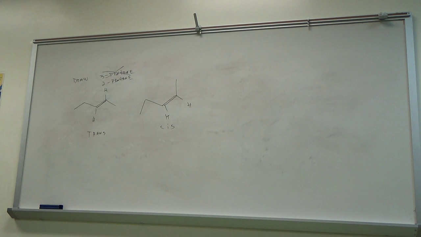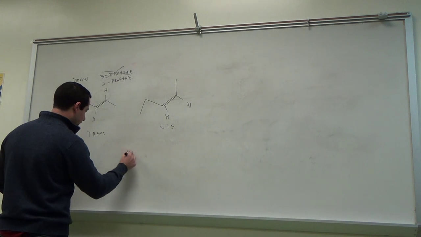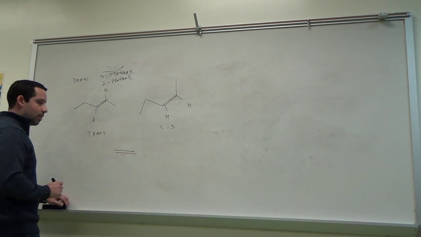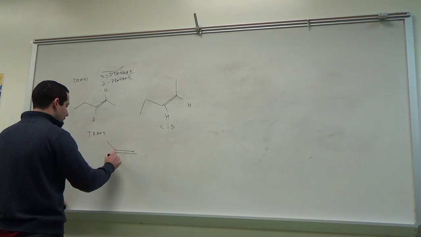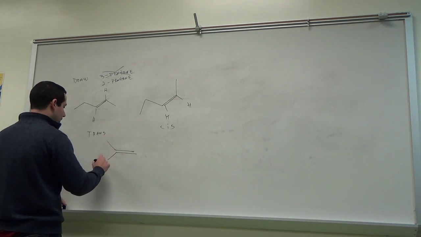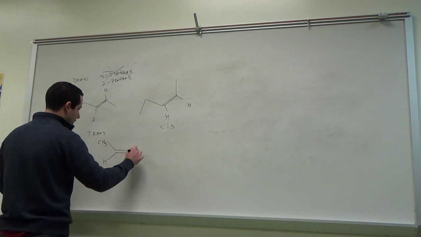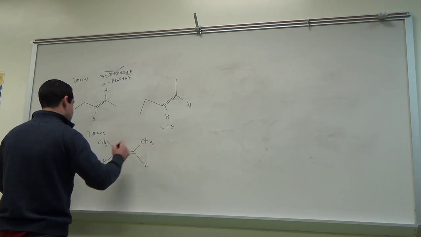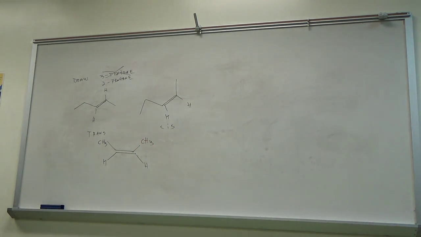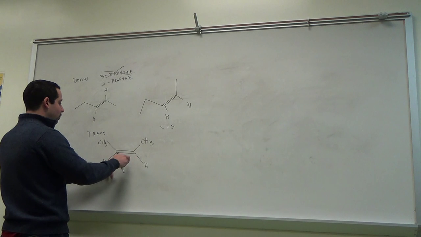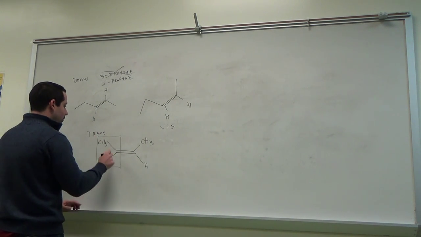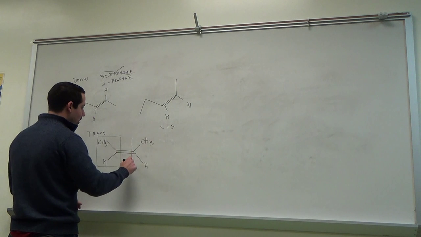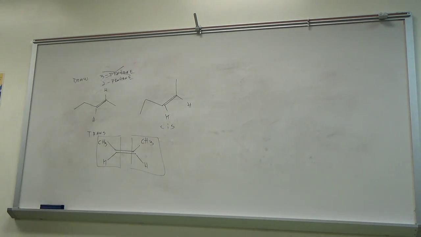Okay? Now, here's how you determine the cis-trans, and this is cis-trans isomers for alkenes. You have a double bond. Whatever way you draw this double bond, you have to look at the carbons at the ends of that double bond, yes? You have to look at these two carbons. And you have to assign priority first to this carbon, and second priority to that carbon, okay?